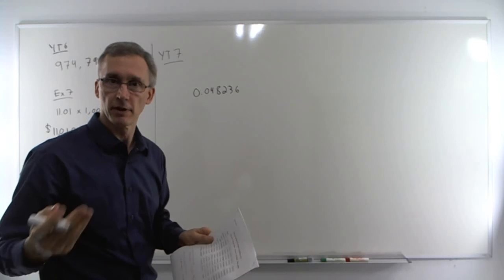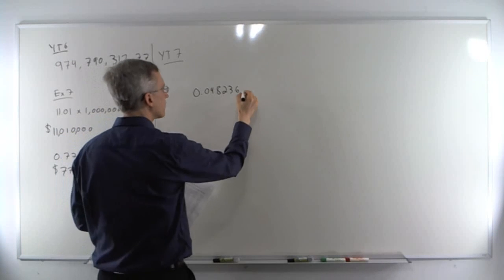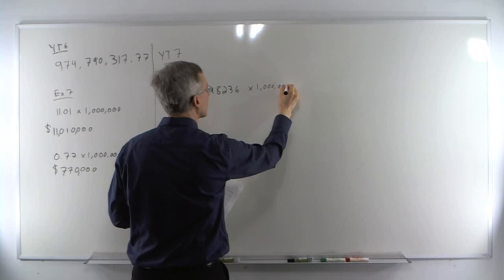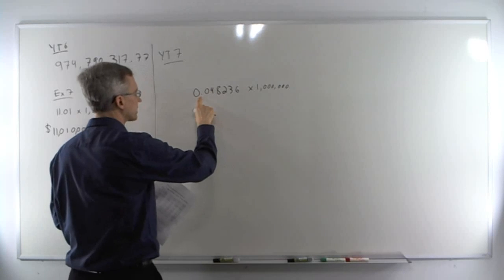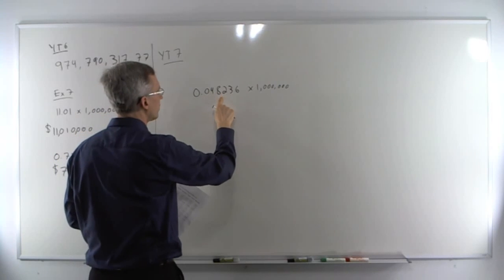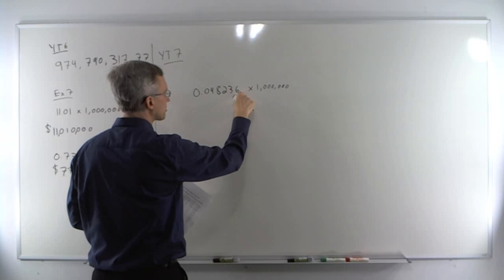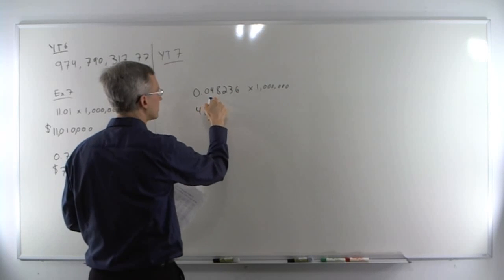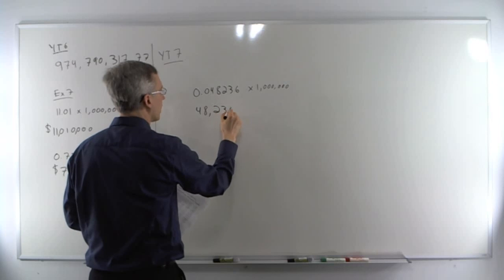Table says we're again in millions of dollars, so we're going to take this number and multiply it by 1 million, which means we move the decimal over 6 places. 1, 2, 3, 4, 5, 6. Decimals are going to end up right there, so we get 48,236.